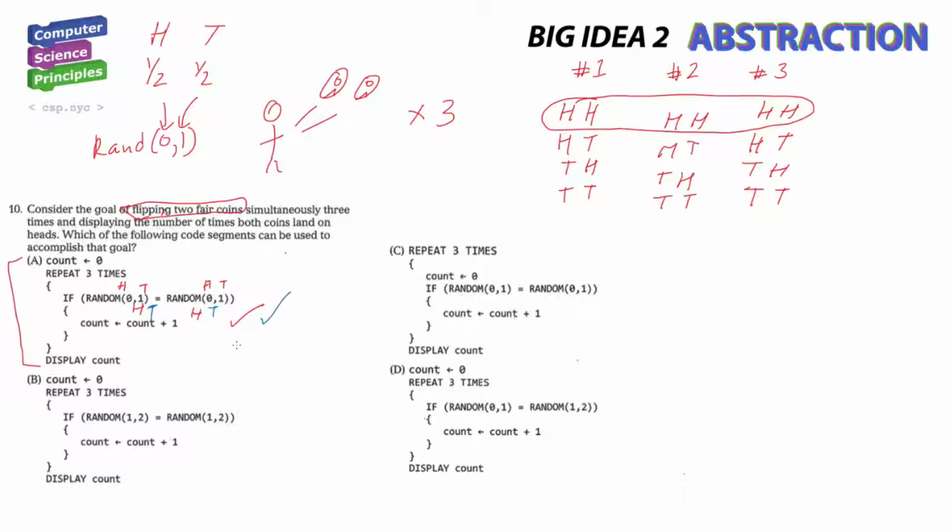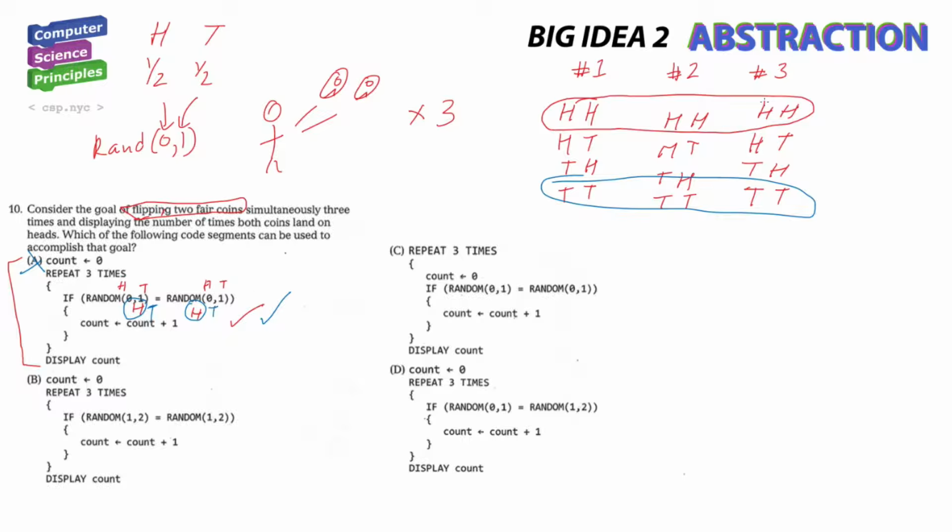And that's the problem with this code, is that we only want it to add when 2 heads are chosen and not when 2 tails are chosen. So there's a big problem with A, is that it's going to double count. It's going to count 2 tails over here as also adding to the count, which we do not want. So A is out of the question.